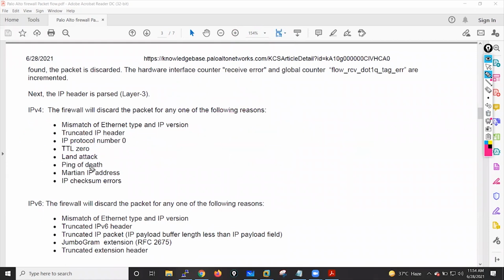If someone is trying to launch a ping of death attack, your packet will also be dropped. If there is any error at the IP checksum level, your packet will be dropped. So these are a few reasons for dropping your packet at the ingress level, and if your firewall drops these packets, you will not get any kind of log in your tab, guys.